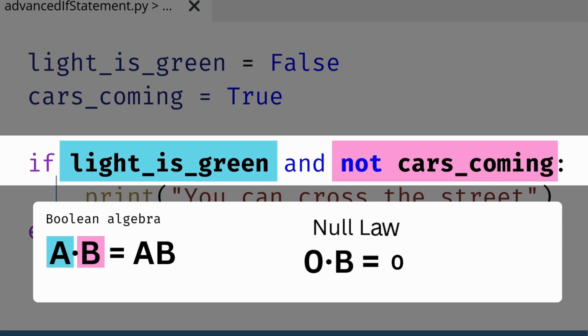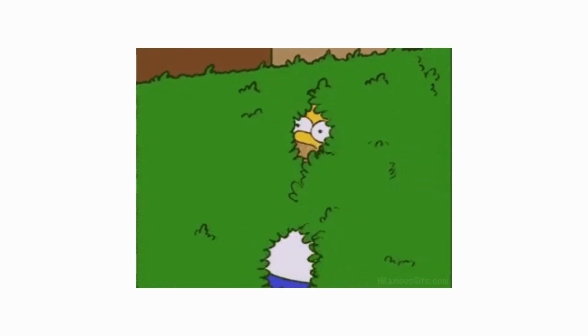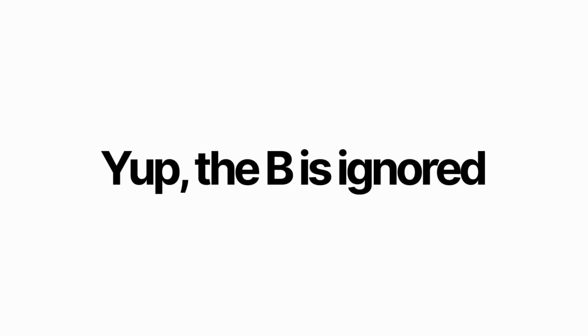Recall there's a no law when using the AND gate. If we have already known one of the inputs in the AND gate is a 0 or a false, we can directly deduce the output of the AND gate is 0, disregarding the state of the other or the rest of the inputs in the AND gate. Yup, the B is ignored.